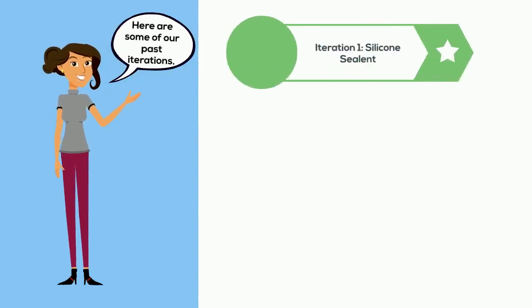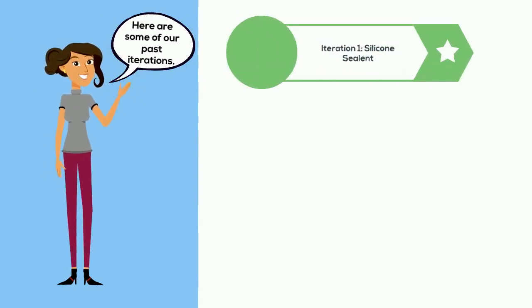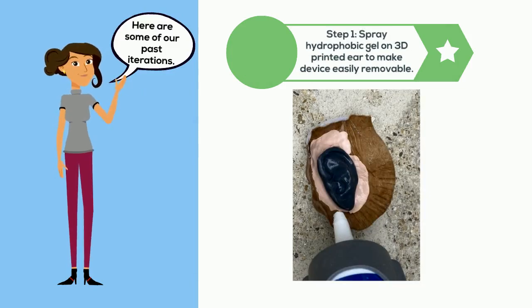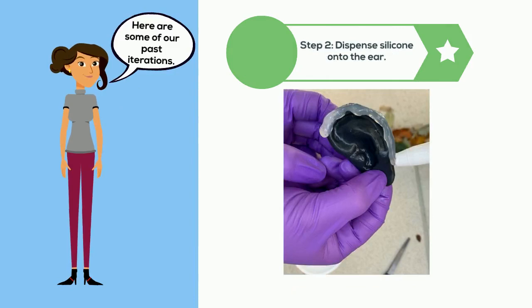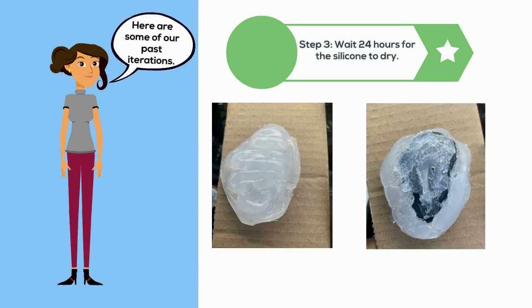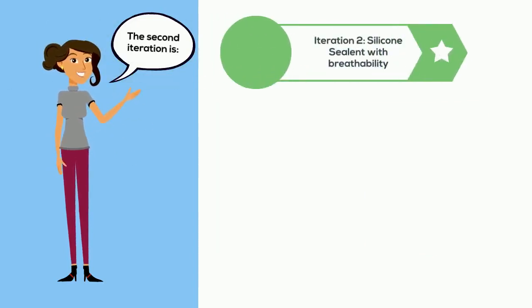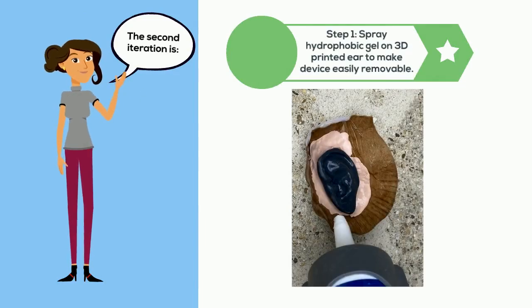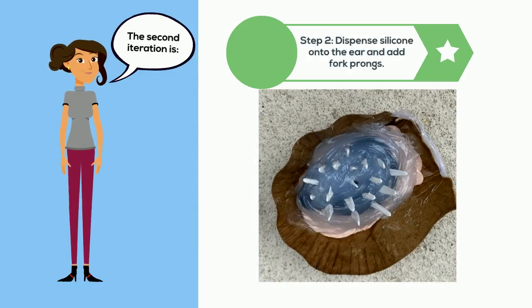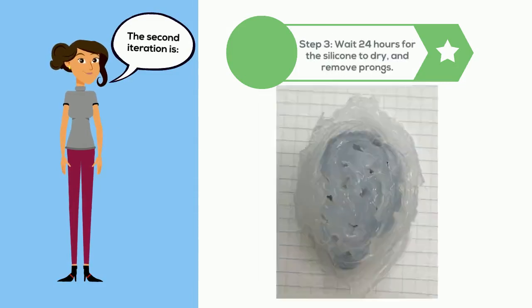Iteration 1, Silicone Sealant. Step 1, spray hydrophobic gel on 3D printed ear to make device easily removable. Step 2, dispense silicone onto the ear. Step 3, wait 24 hours for the silicone to dry. The second iteration is Silicone Sealant with Breathability. Step 1, spray hydrophobic gel on 3D printed ear to make device easily removable. Step 2, dispense silicone onto the ear and add fork prongs. Step 3, wait 24 hours for the silicone to dry and remove prongs.